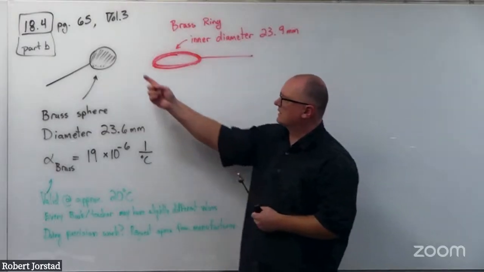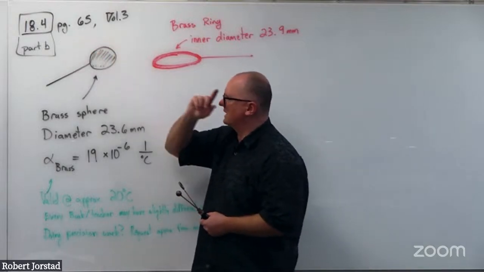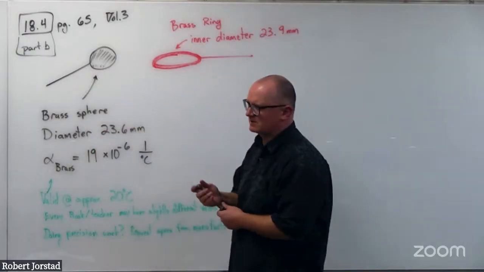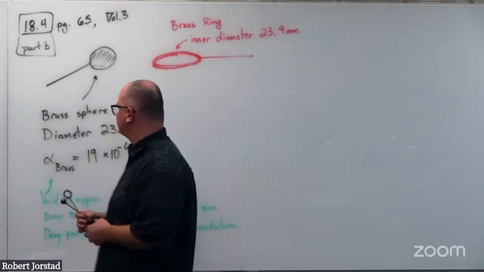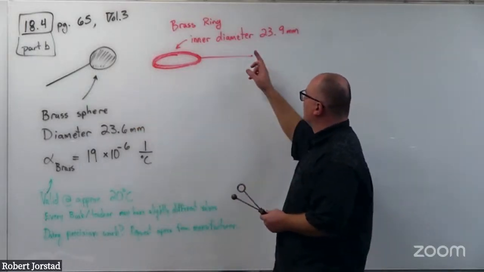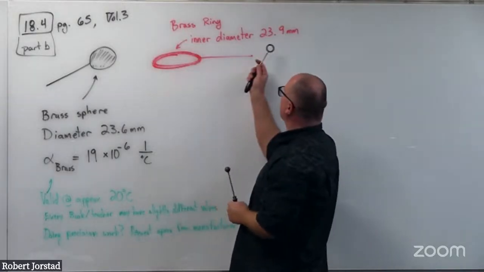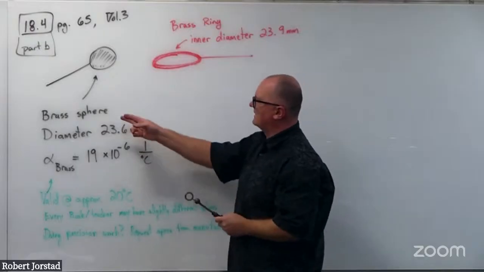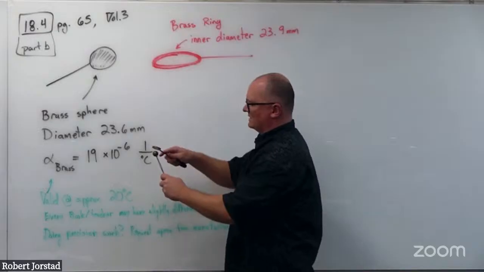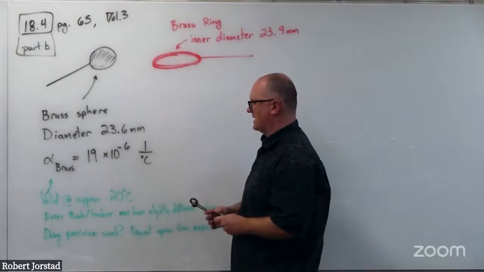Now, the dimensions. This is on page 65, problem 18.4, volume 3, and I'm going to focus on part B. There's a couple other parts asking you about density and stuff, but let's just focus on the thermal expansion part. The inner diameter of the ring is 23.9, and the diameter of the brass sphere is 23.6. So that's why it's just barely able to go through like that.